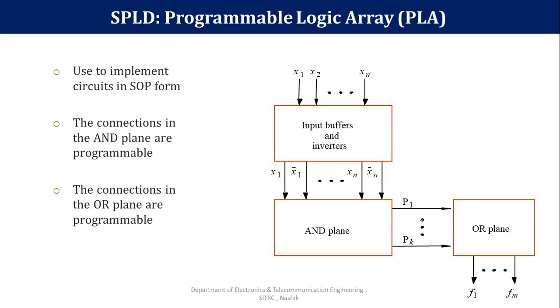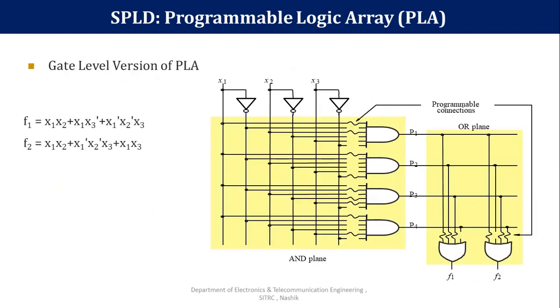These all are applied as inputs to the AND plane, and depending on the Boolean equations, the AND plane makes the AND product of the applied inputs and generates the product terms P1, P2 up to Pk. These are again given to the OR plane to add all the products together, like P1 plus P2 plus P3, and depending on that, functions F1, F2 up to Fm are generated. This is about the programmable logic array.